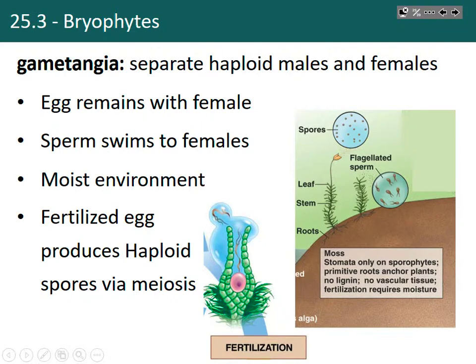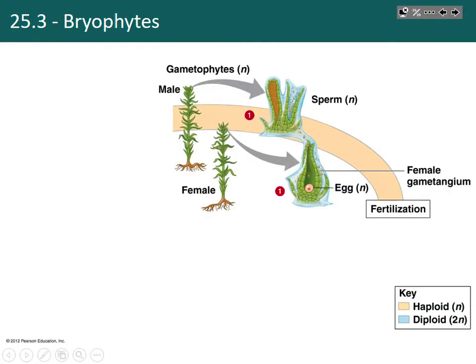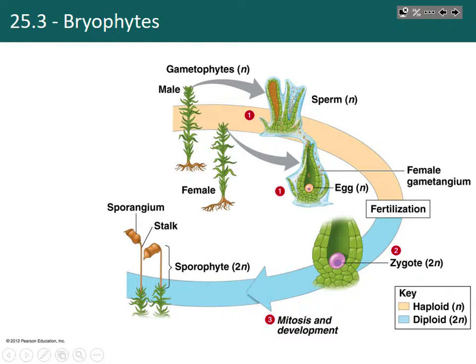The fertilized egg is going to produce haploid spores via meiosis. And so the sporophyte structure is going to be cranking out haploid spores. Those spores grow. I'm going to actually use this slide. Those spores are going to be produced in this sporophyte, and they're going to develop in this little capsule.